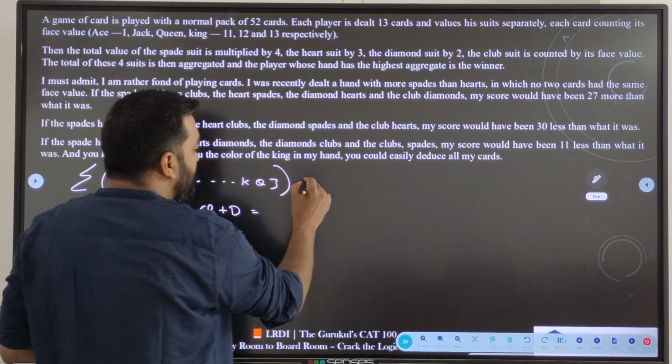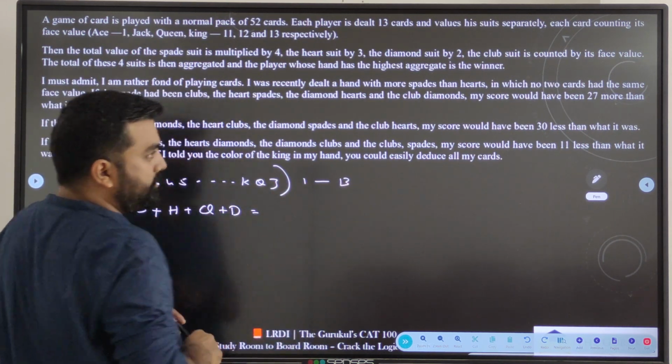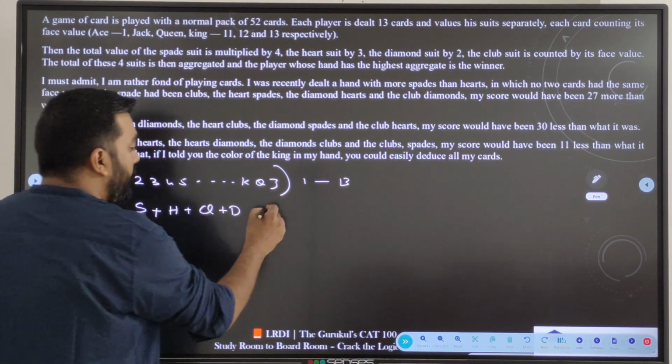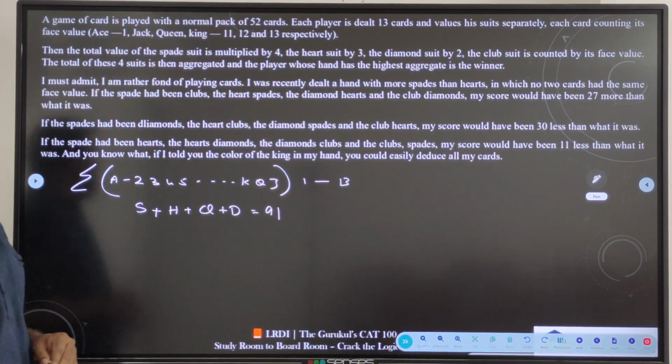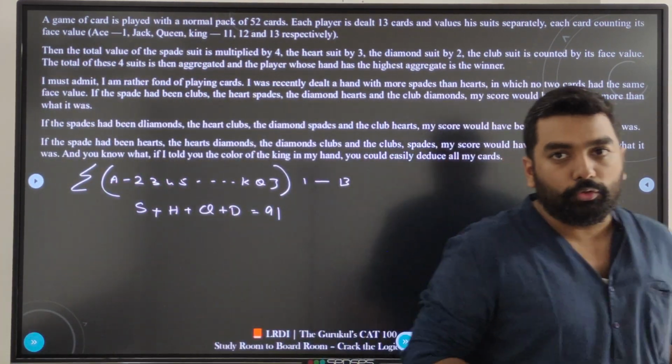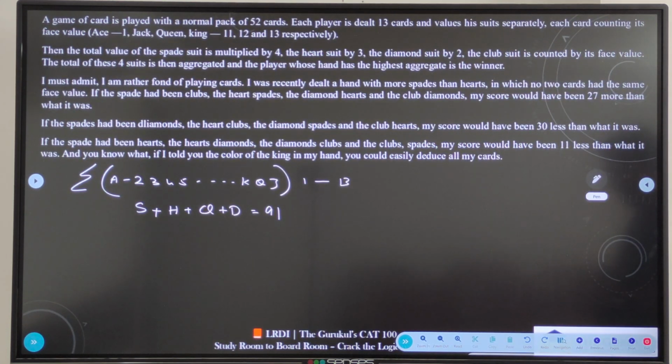Now, what is the sum of 1 to 13? Quickly. Perfect. That will be equal to 91. That is the sum of all the numbers from 1 to 13, because 1 to 10 we should remember by default, which is 55. And 11, 12, 13 will be equal to 36. 55 plus 36 will be equal to 91. Very good. That is spades, hearts, clubs and diamonds. Now look at statement 2 carefully. What are they talking about?